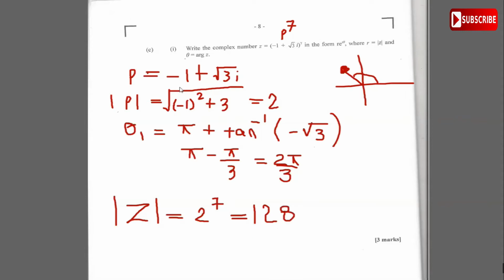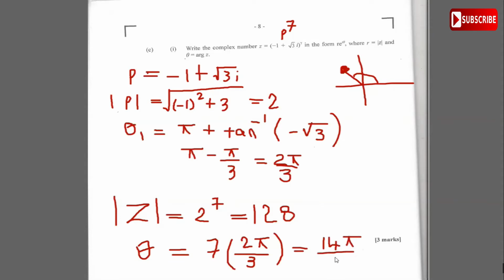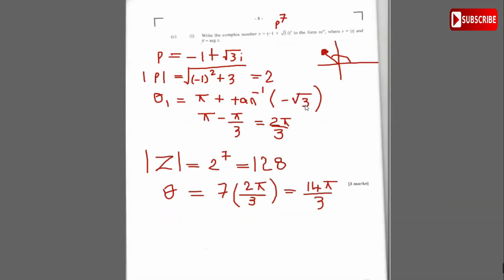All right, and then now we need the argument of z, which is theta. The argument of z is going to be 7 times 2 pi over 3. 7 times 2 is 14 pi over 3. That's what I get for theta, 14 pi divided by 3. Nice. This is what I get.